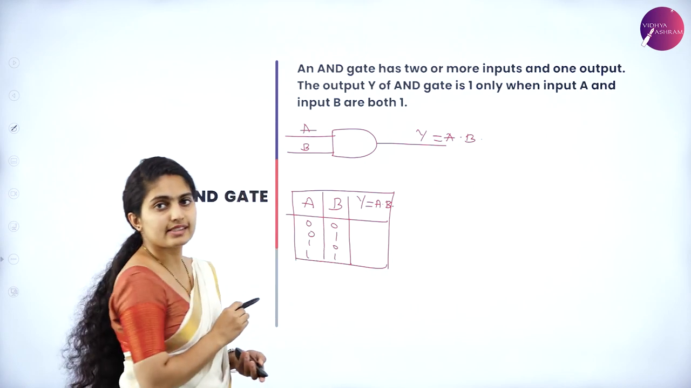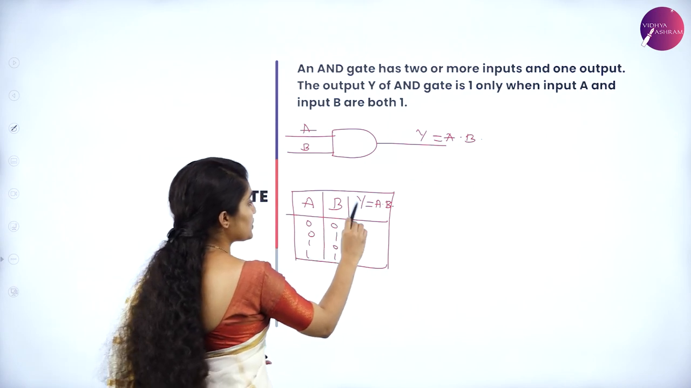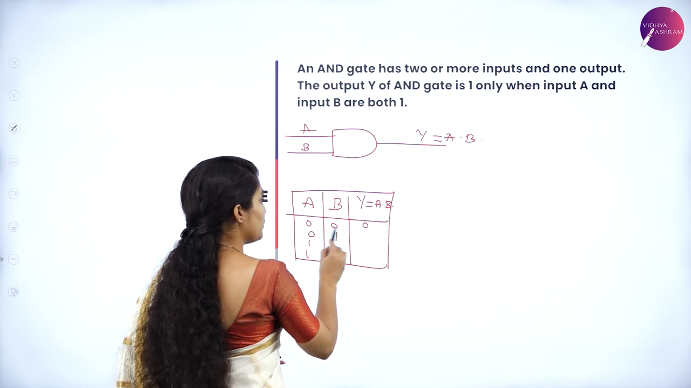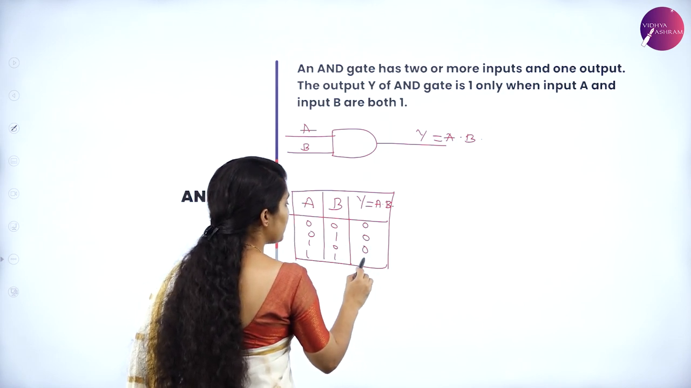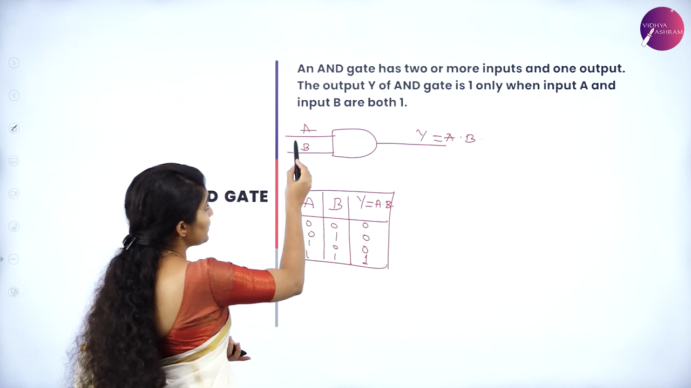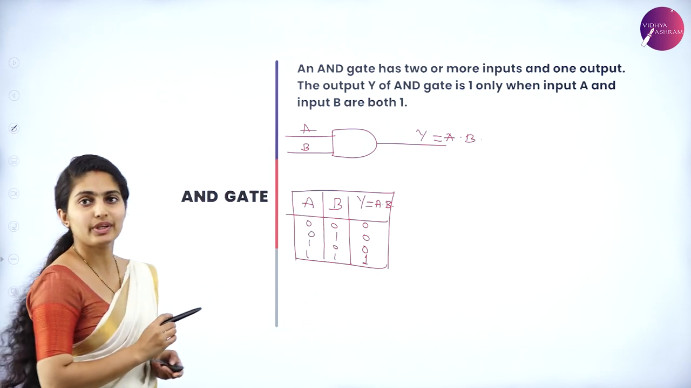This is the scheme. Okay, so 0 into 0 is 0. 0 into 1 is 0. 1 into 0 is also 0. 1 into 1 is 1. Okay, so this is the AND gate concept that we have.